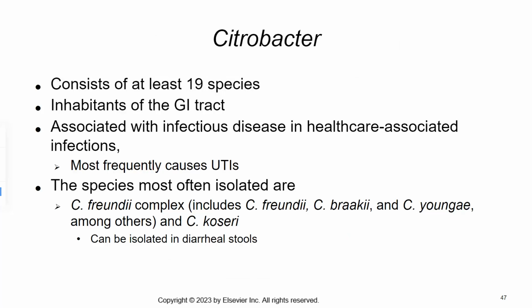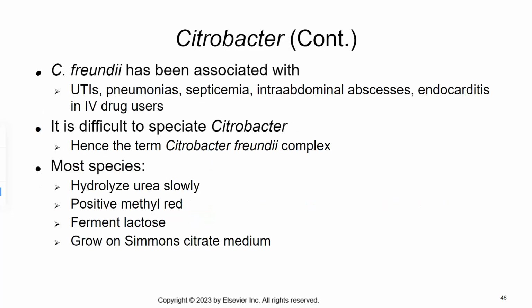Citrobacter consists of at least 19 species. They are inhabitants of the GI tract associated with infectious disease and healthcare associated infections. This most frequently causes UTIs. The species most often isolated are Citrobacter freundii and koseri. Can be isolated from diarrheal stools. C. freundii has been associated with UTIs, pneumonias, septicemia, intra-abdominal abscesses, endocarditis in IV drug users.